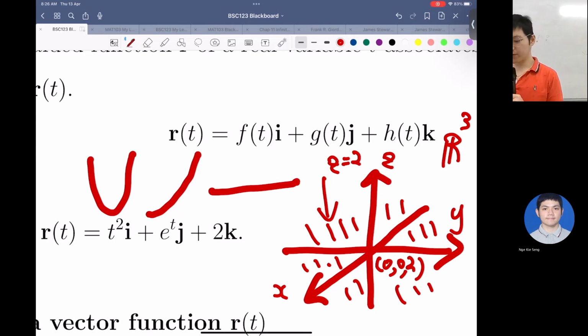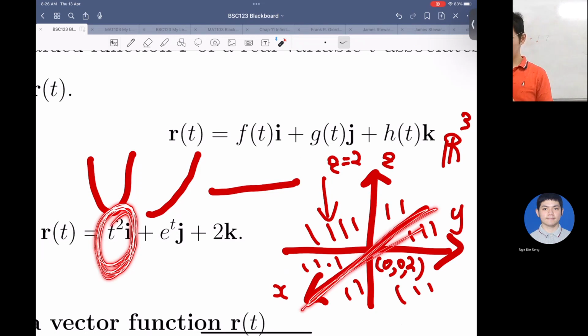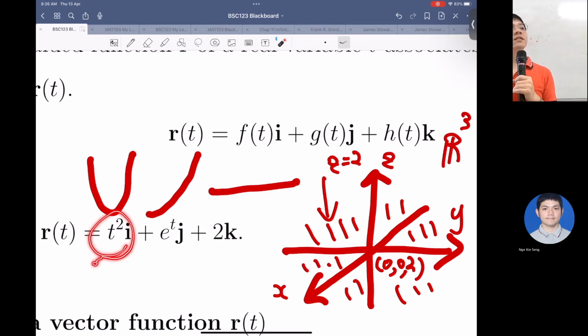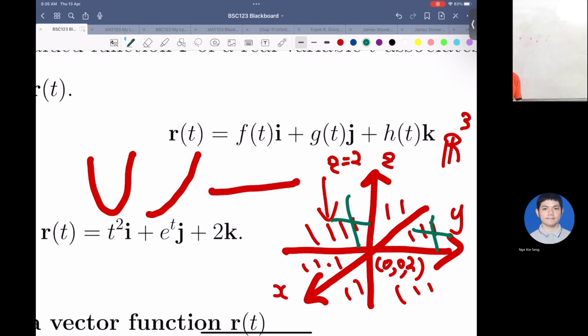So how to draw this t squared and e to the t? t squared controls the value of x here, and t squared is always positive. So you never reach something negative in x. This means your curve won't lie in this quadrant and this quadrant. So you only lie on the positive side of x.